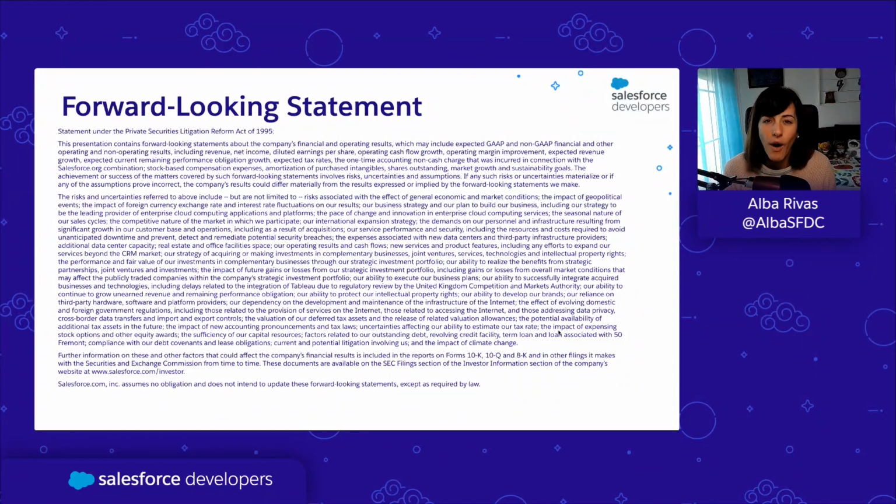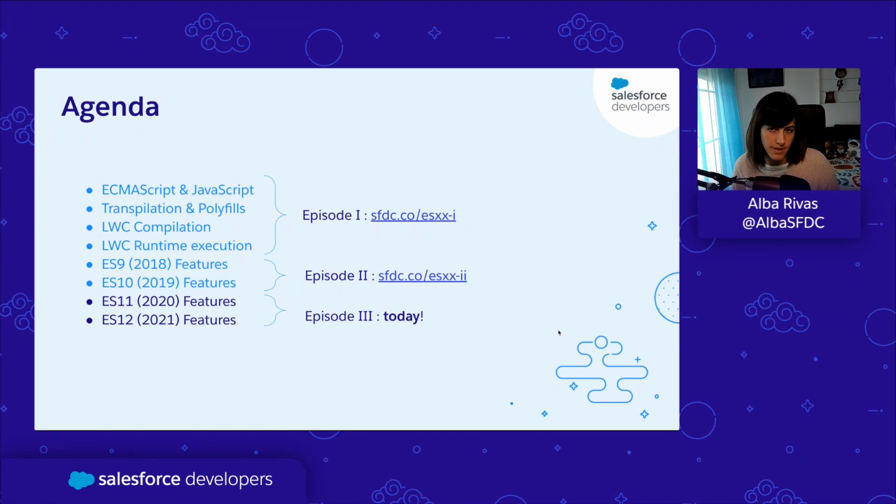So this is our favorite slide, the forward-looking statement slide, which just means that Salesforce is a publicly traded company and that you should make purchases based on the functionality that is generally available. But everything that we are going to see today is standard JavaScript, so we are not doing any forward-looking statements, really. So as I said, this is the third webinar of a series.